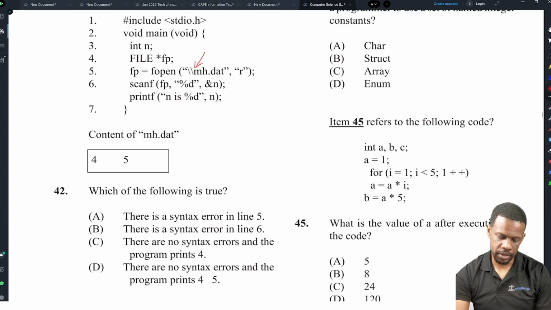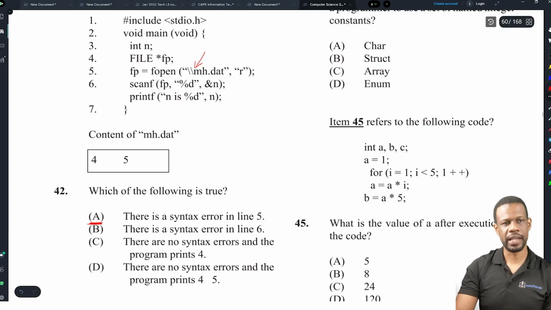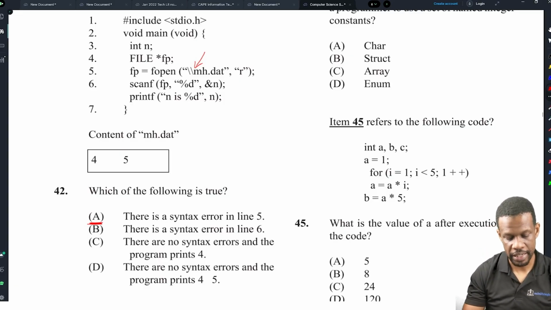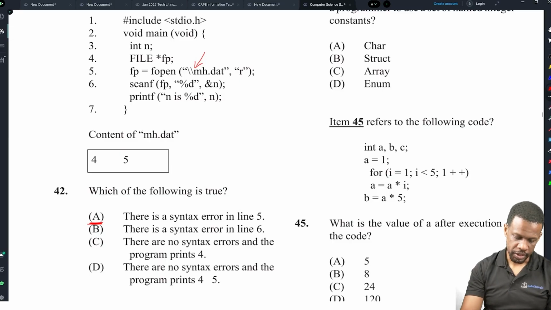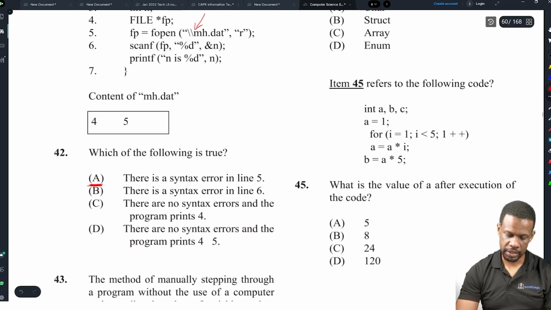If it doesn't do that, what are the other answers? There are no syntax errors and the program prints 4. This is exactly what the program will do because it will scan the 4 and print the 4. Yeah, and it's 4. But is line 5 a syntax error? I think it will be a syntax error. I remember from some IAs, when you put two backslashes, it doesn't work. But if you put one backslash, it should work because that will be the file path. We'll see what they have in their answers. Other than that, the answer would be C. There's no syntax errors, but I think that's a syntax error.